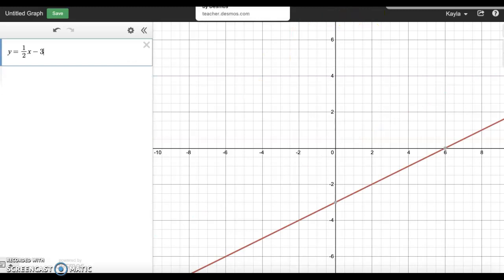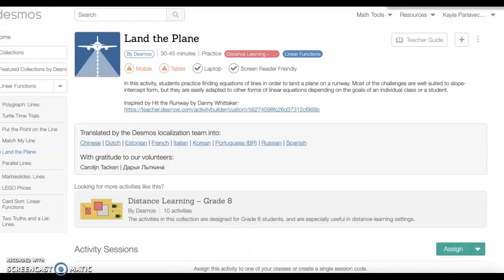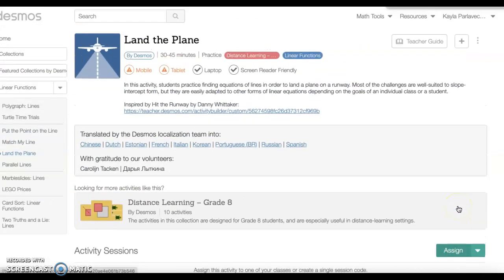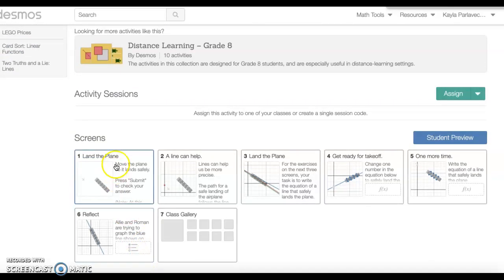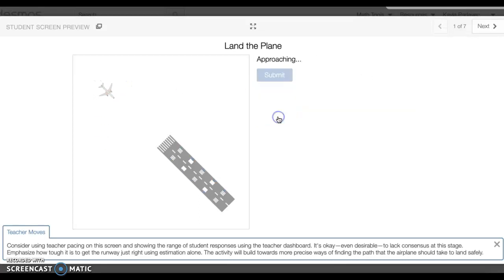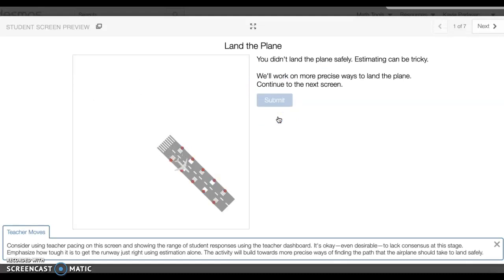The technological activity I will be using on Desmos is called Land the Plane. I will be able to assign this to my class and set a specific due date. To practice with this activity, there's numerous stages that help the students reinforce their skills on slope-intercept form and also show how they can apply these skills to a real-world scenario. As they practice landing the plane, they will be guided with questions on how to get there, and then they will also be shown if they did it correctly or not.